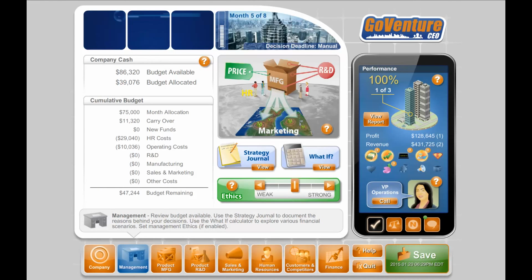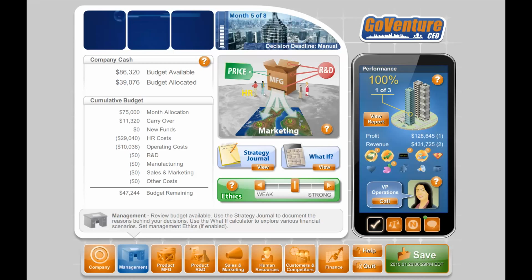If your simulation is set up to allow you to advance your own simulation, you will see a green Go button here instead of a green Save button. The Go button indicates that you can save your decisions, and you can advance the simulation when you are ready. If you do not have a Go button on your simulation, then it means your simulation will automatically advance on the date and time of the next decision deadline.